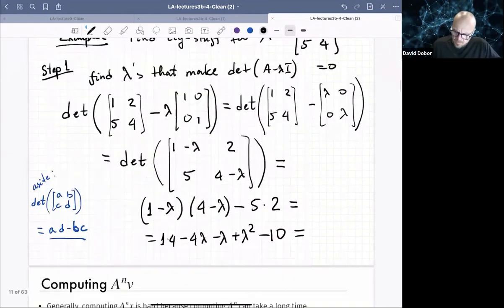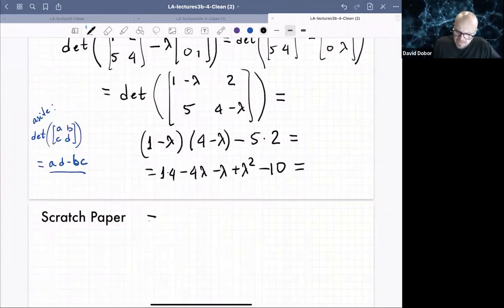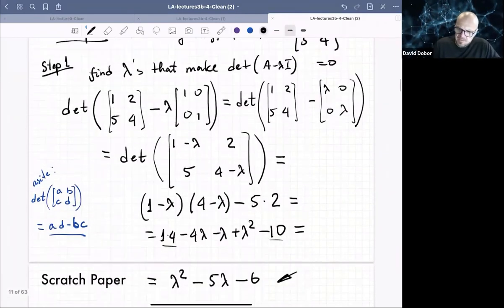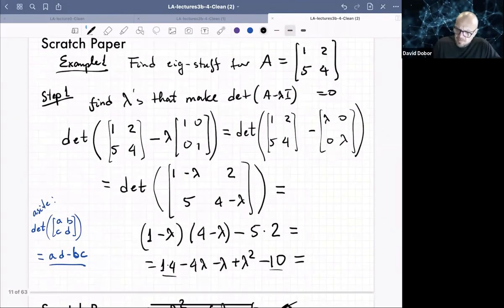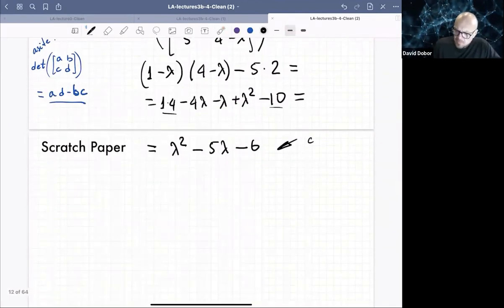Okay, so here's the characteristic polynomial. This is the same as lambda squared minus 5 lambda, and minus 10 plus 4, that gives me minus 6. This is for this matrix, its characteristic polynomial.